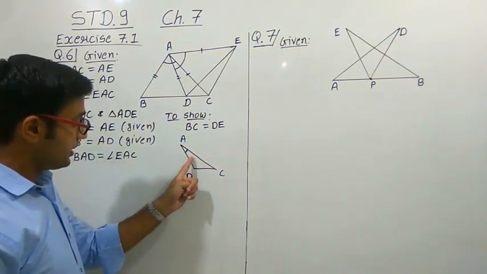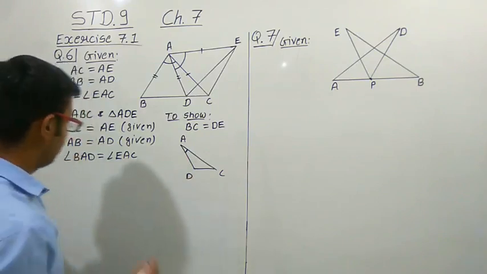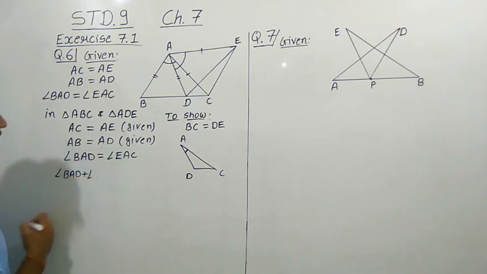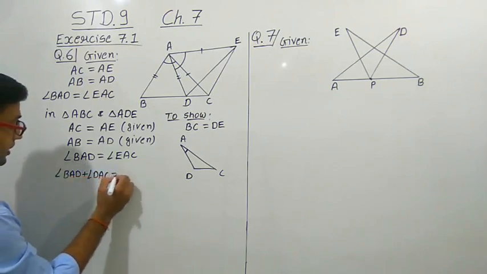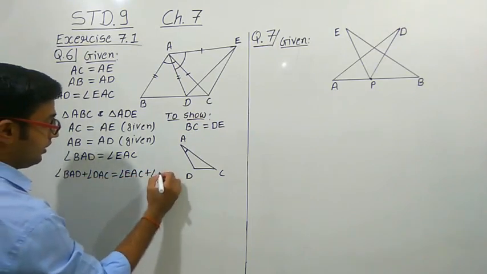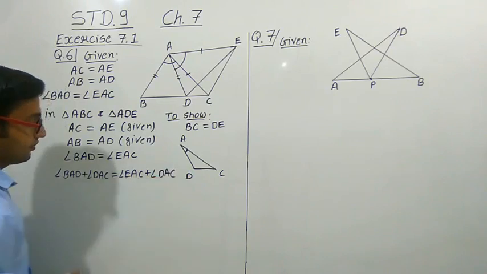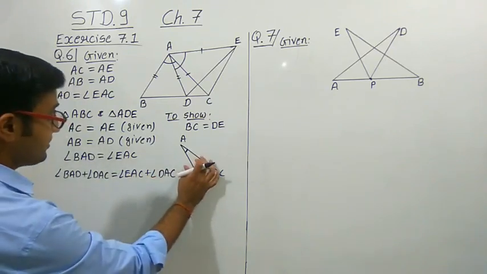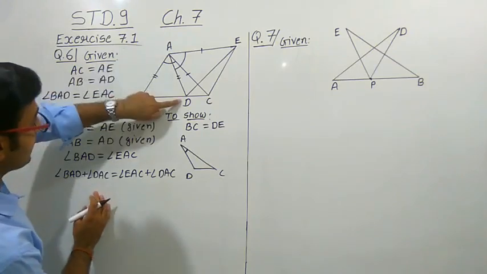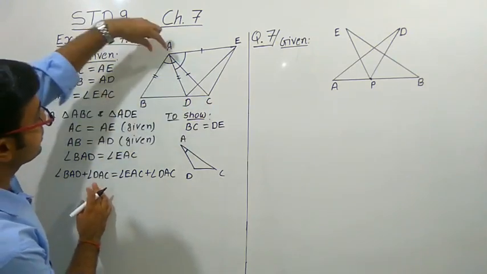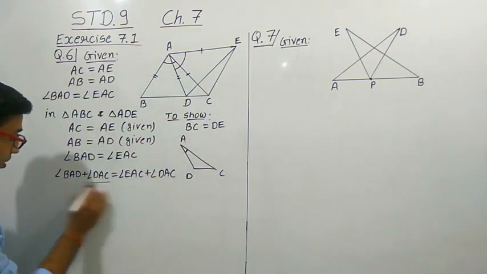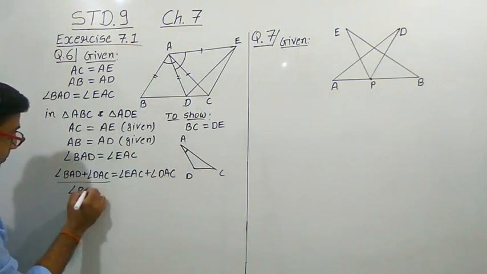If we add this angle on both sides, we get our required angle. So let us add angle BAD plus angle DAC, that is equal to angle EAC plus angle BAC, right? So we are adding this much of the angle on both sides. Now see, BAD is this angle, BAC is this angle. So these two adjacent angles, when we add, we get the angle BAC. So instead of these two, we can write angle BAC.